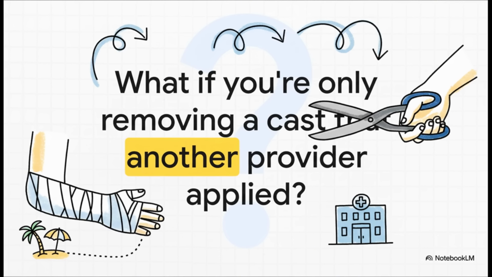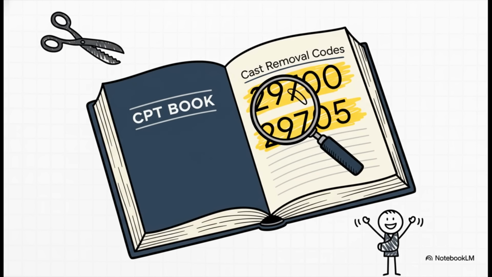Okay, so this brings up a super common situation. Picture this. A patient walks into your clinic. They broke their arm on vacation, got a cast put on in Florida, and now they're back home. All your doctor is doing is taking that cast off. How in the world do you code for that? You're going to love this. It's actually really straightforward. The CPT book has a specific little section of codes just for this. You'd look in the 29700 range to report only the removal. It's a perfect example of how the guidelines account for these real-world scenarios.